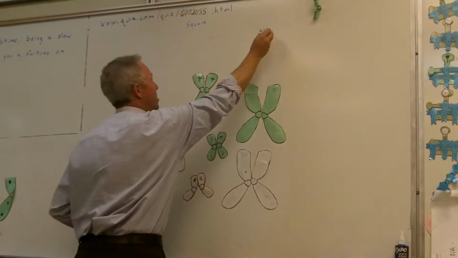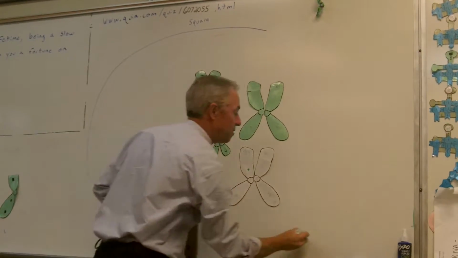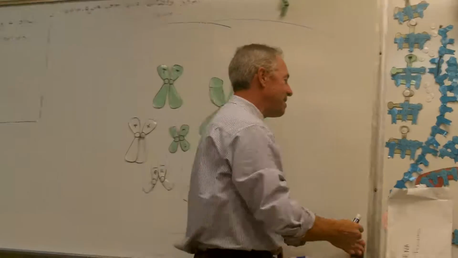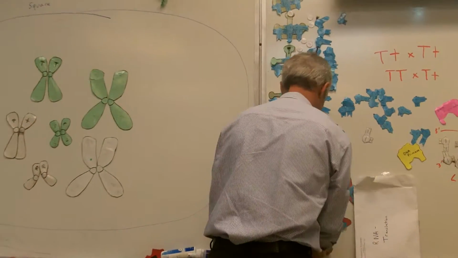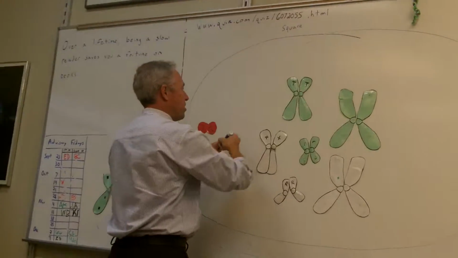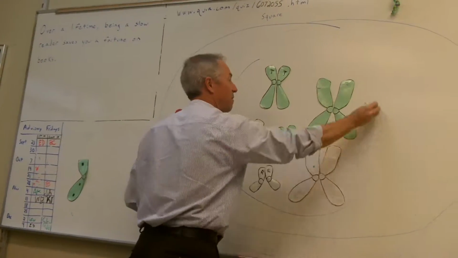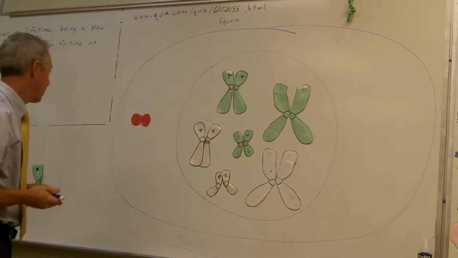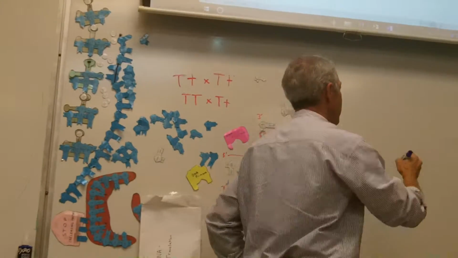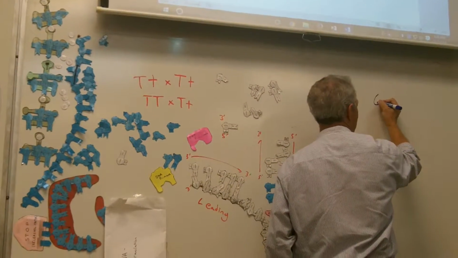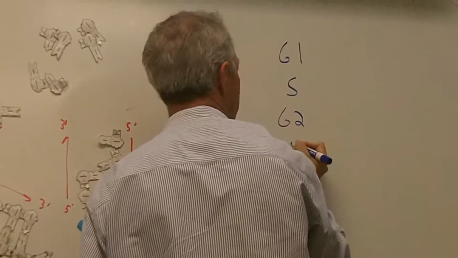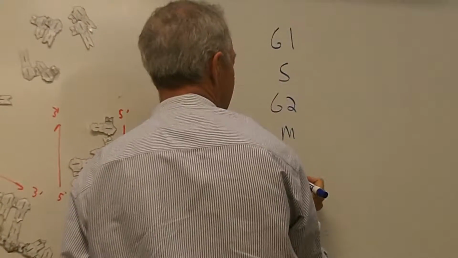So, here we have a big cell. And here's the nucleus of the cell. And we go through all the different phases of the cell cycle. You should have all this in your essay. G1, S, G2, M, and C.